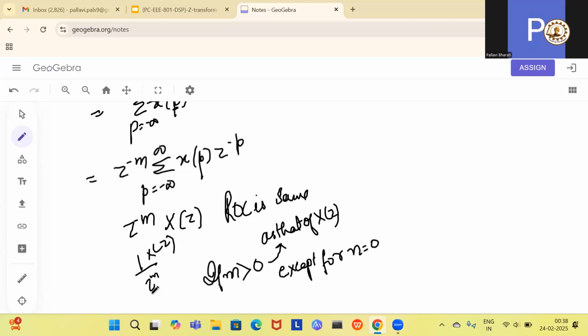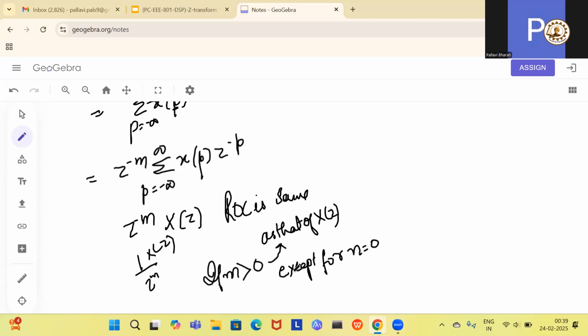Now this z to the power m, if you take this m as the shifting property of this one as n equals 0, then what is going to happen is, if m is greater than 0, then this is a positive number that is going to be here, and then you are not going to get this. ROC will be same as that of X(z), except for n equals 0. Okay.